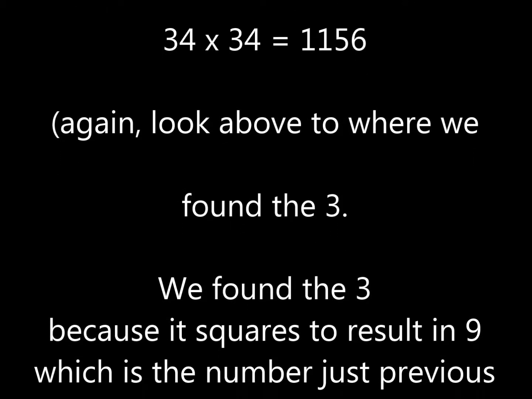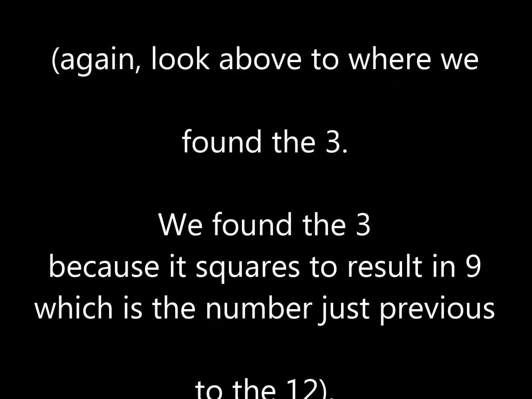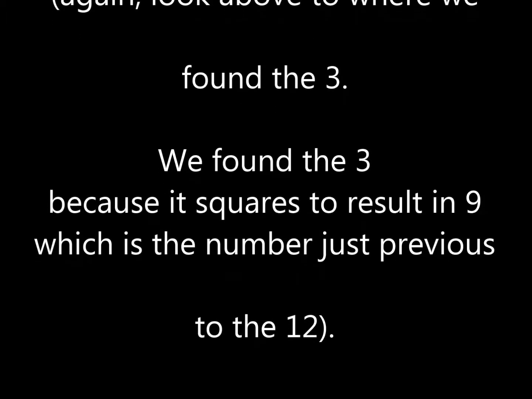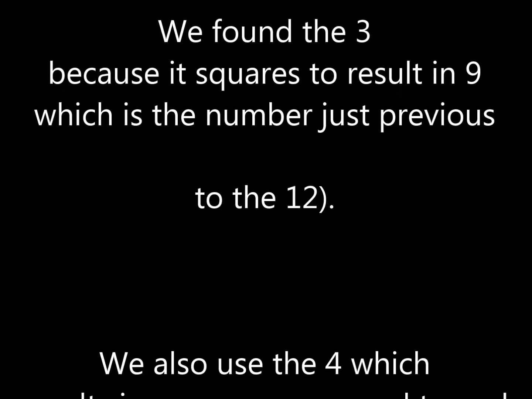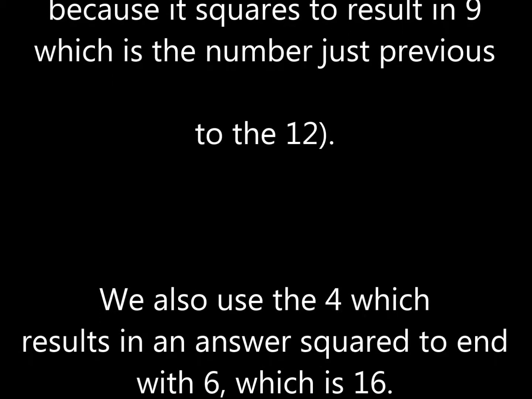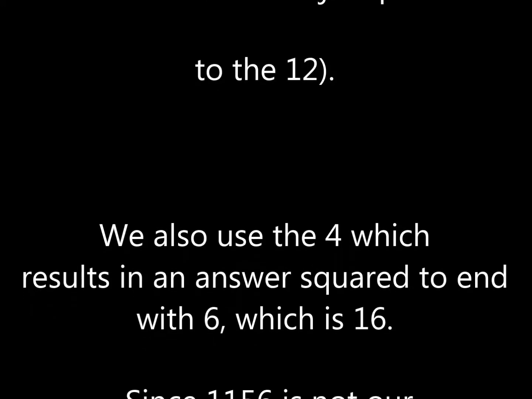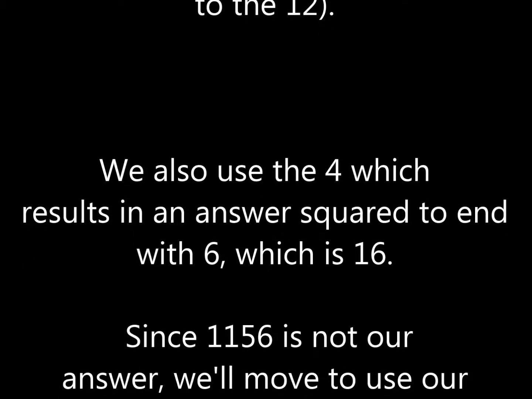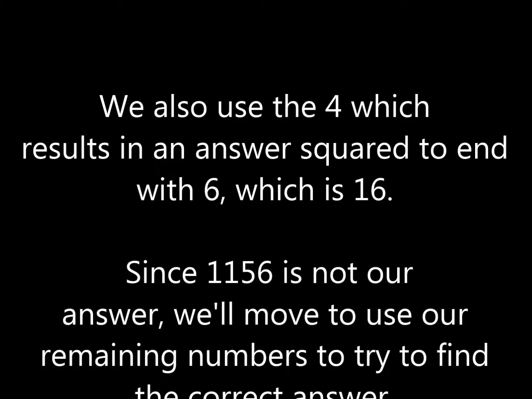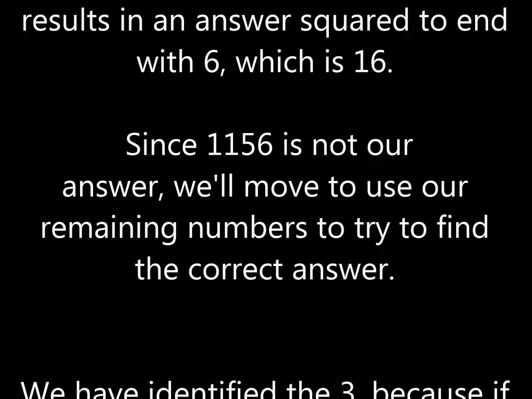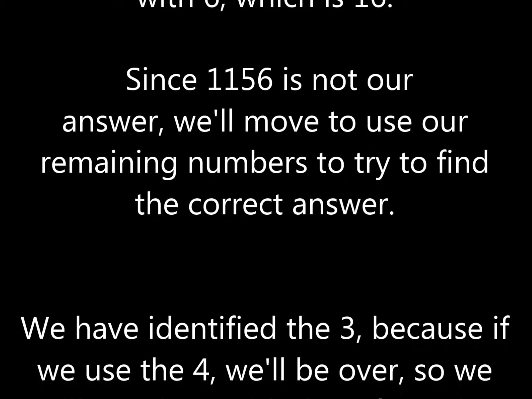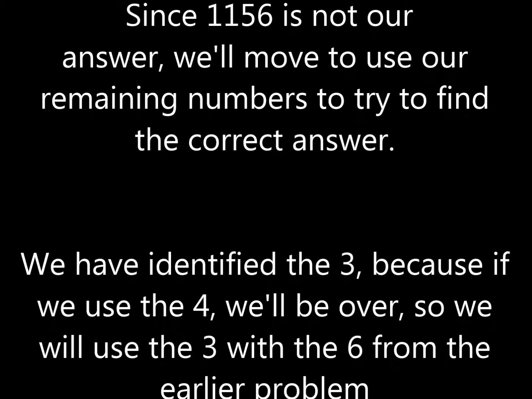Now, since 1,156 is not our answer, we'll move to use our remaining numbers to try to find the correct answer. So now we've identified the 3, because if we use the 4, we'll be over, so we'll use the 3 with the 6 from the earlier problem, which is 36 times 36, and that equals 1,296.